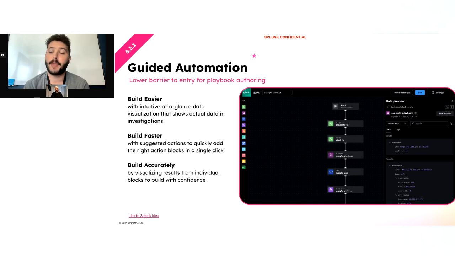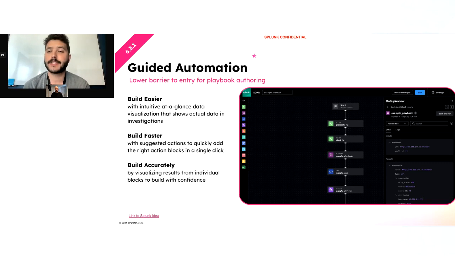So let's say you have an IP address that's one of your artifacts. You could select that and view all relevant actions that work for that IP address, whether it's looking up IP, geolocate, or what have you. And upon using one of those contextual actions, you'll see that block added to the canvas, already configured for you. And so within 2 or 3 clicks, you can now be adding working blocks to your playbook.